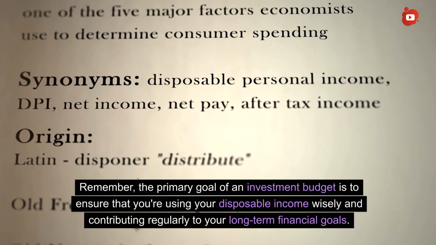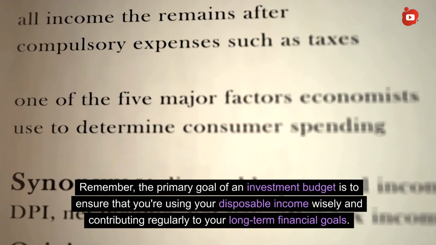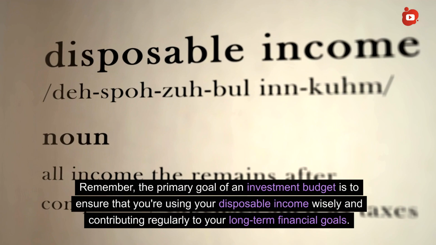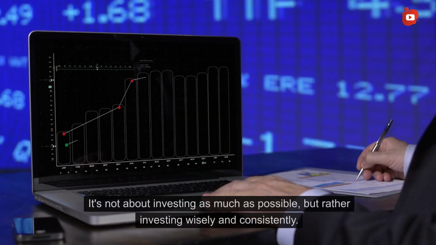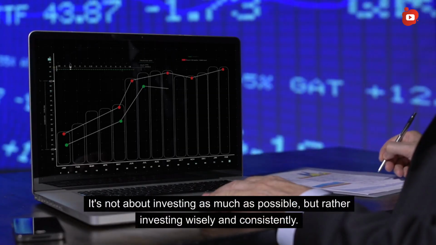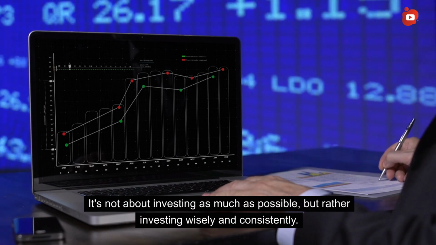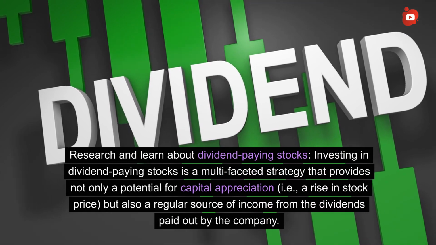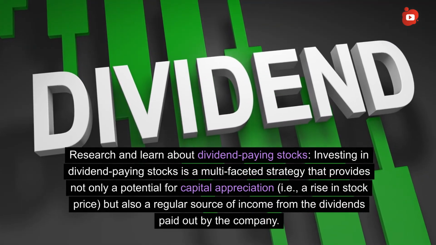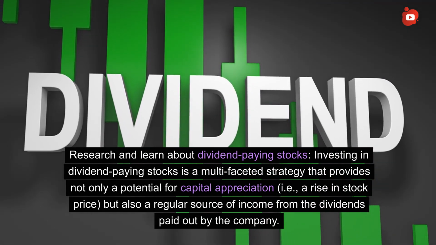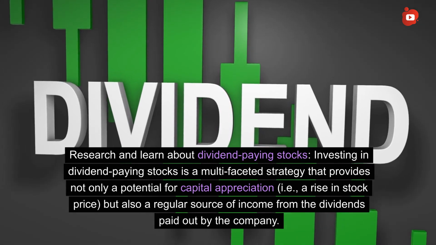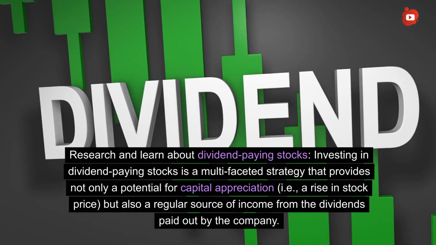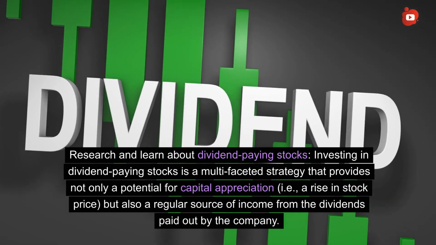Remember, the primary goal of an investment budget is to ensure that you're using your disposable income wisely and contributing regularly to your long-term financial goals. It's not about investing as much as possible, but rather investing wisely and consistently. Research and learn about dividend-paying stocks. Investing in dividend-paying stocks is a multifaceted strategy that provides not only a potential for capital appreciation, i.e., a rise in stock price, but also a regular source of income from the dividends paid out by the company.